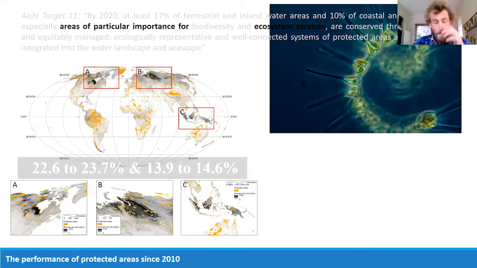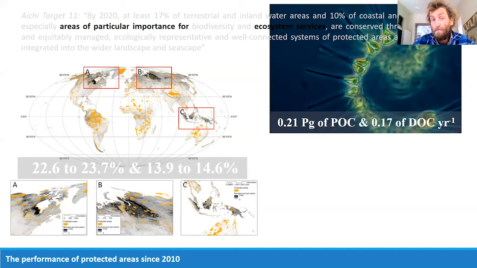We get into a bit more detail on this in the paper. But essentially, we think that within protected areas, there's around 0.21 petagrams of particulate organic carbon and around 2 petagrams of dissolved organic carbon being exported essentially permanently from the atmosphere into the deep ocean every year. So that again is about what you'd expect given the coverage of the marine protected area estate. It's slightly more than that in some areas.